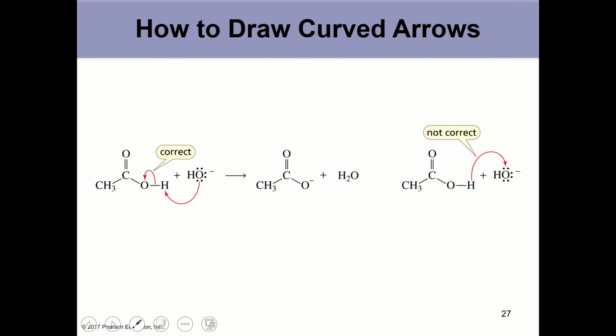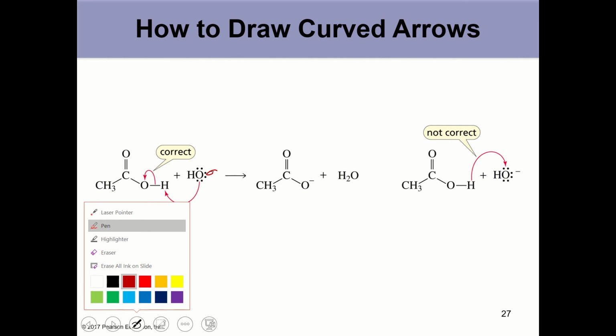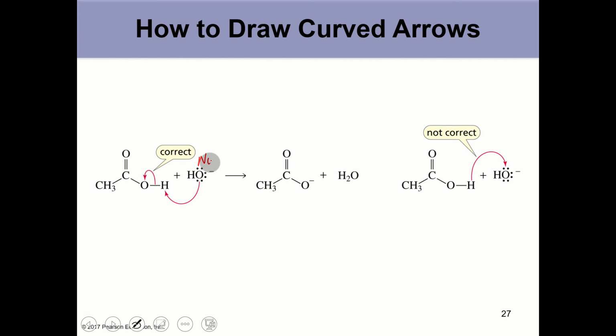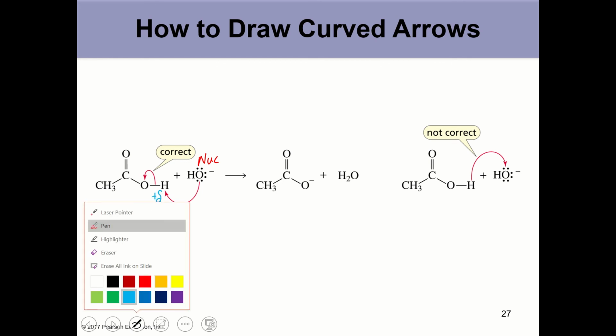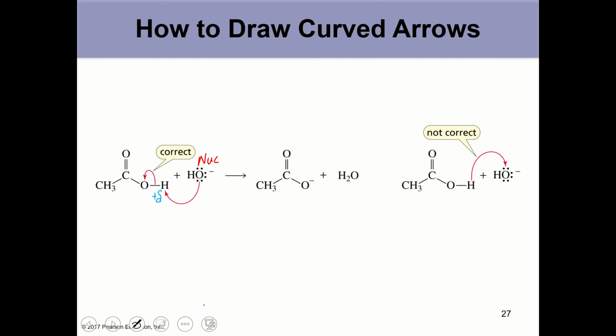Drawing curved arrows continued. We can draw electrons from our nucleophile, hydroxide ion. Why is it a nucleophile? Because it's negative and has a lone pair. To our electrophile, hydrogen. Why is it the electrophile? Because it is partially positive since it is bonded to oxygen, an electronegative atom. The nucleophile bonds to the electrophile, and the existing bond to the electrophile breaks.